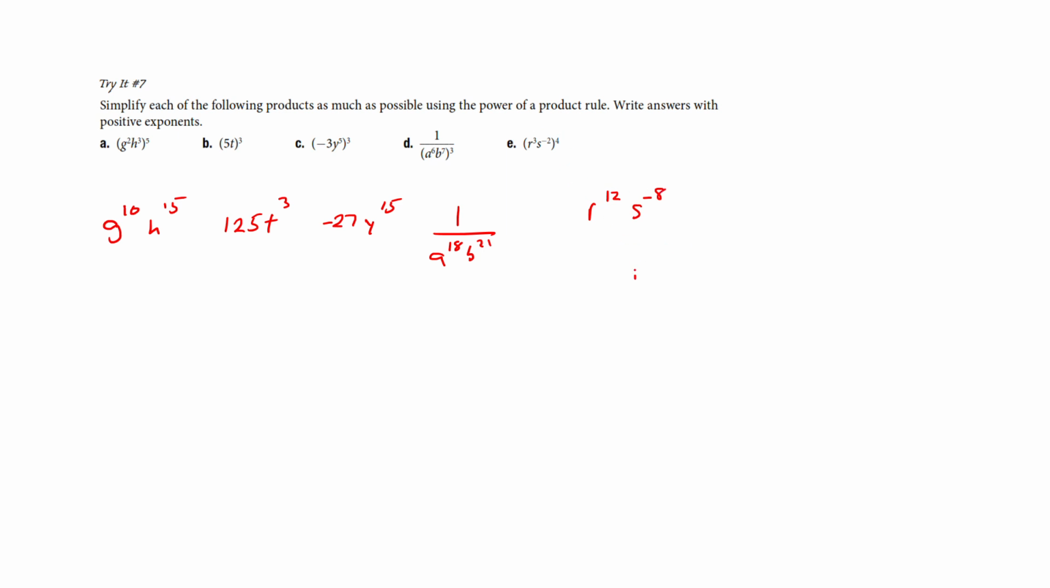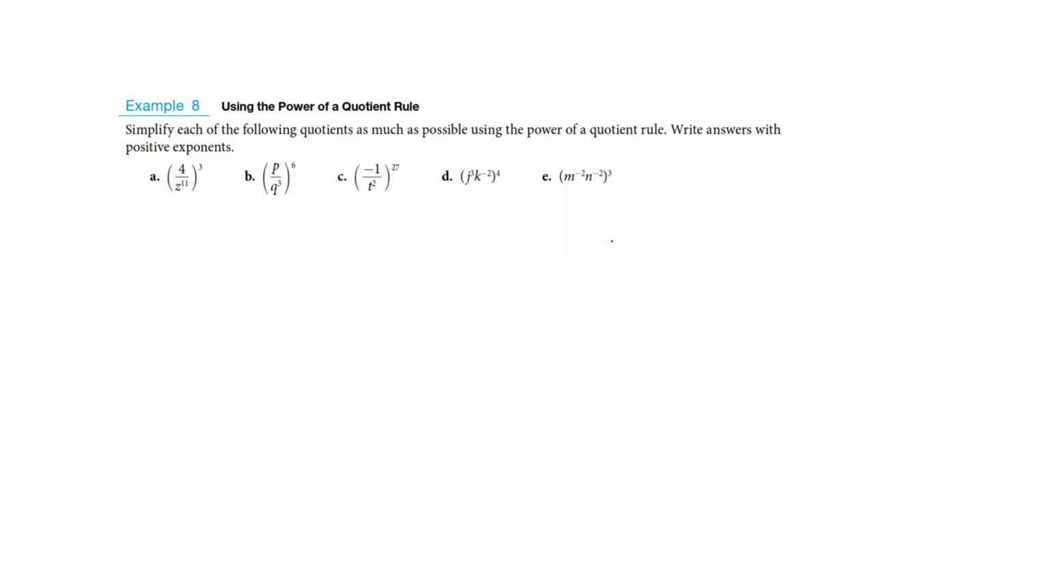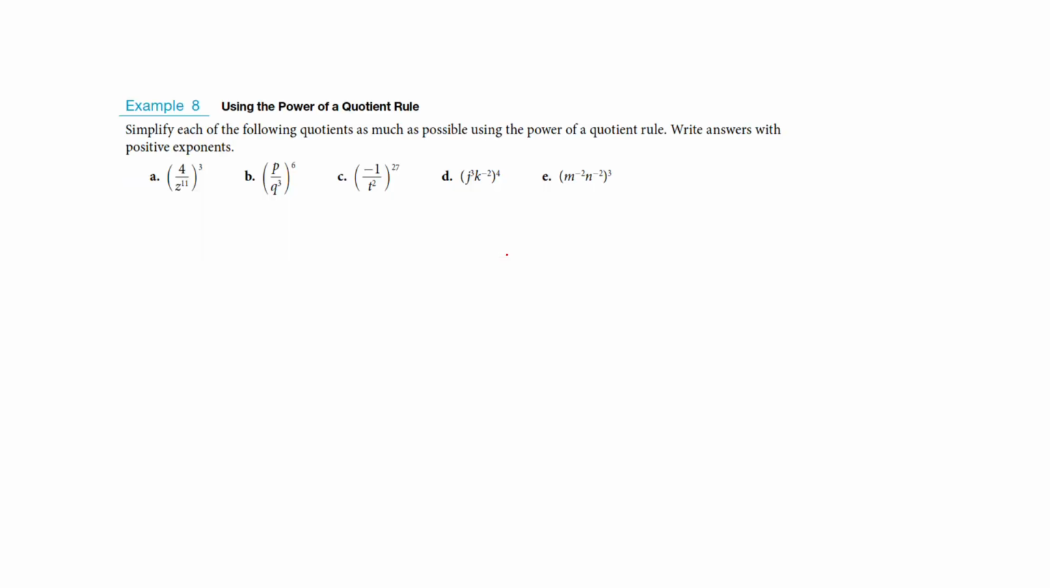Now I could move that r to the bottom, or the s to the bottom, and get s to the 8th there. Okay, so another rule here is if we have a fraction with an exponent, we could give that exponent to both the top and the bottom of the fraction.